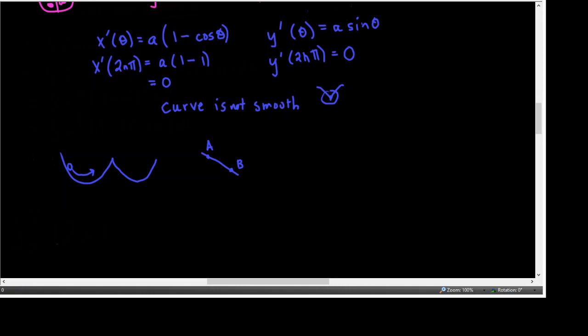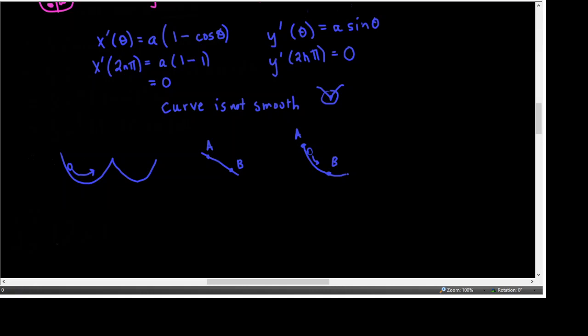As it turns out, an inverted cycloid, if this is A and this is B, you'll travel fastest along that curve, along that path, the inverted cycloid path. That's the fastest you can get there.